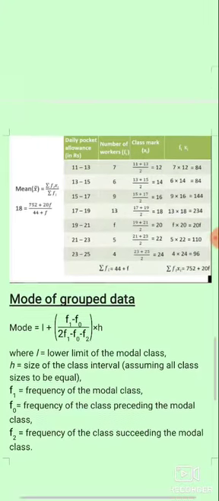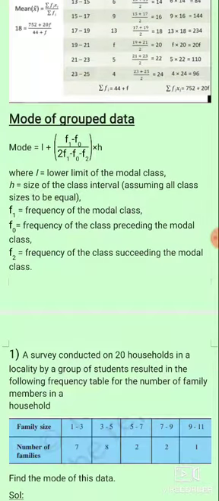Now consider the problem. First one: a survey conducted on 20 households in a locality by a group of students resulted in the following frequency table for the number of family members in a household. Find the mode of this data. So listen carefully. First, you need to select one modal class. The condition for selecting the modal class is the maximum frequency. Here, 8 is the maximum frequency. So select that class, 3 to 5, frequency 8, as the modal class.